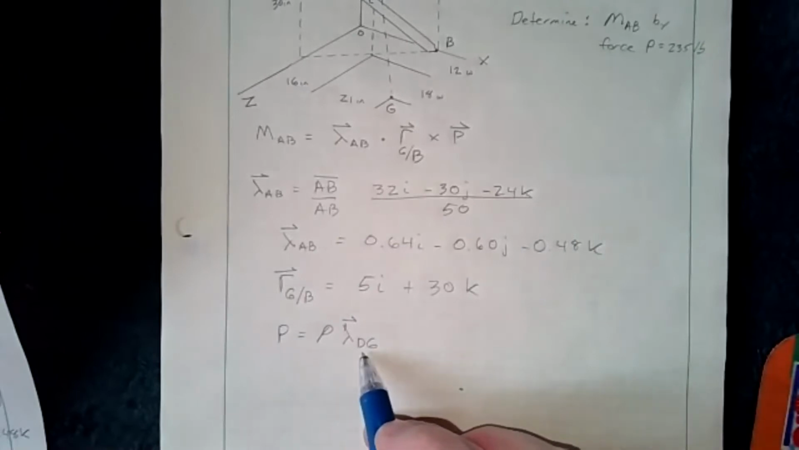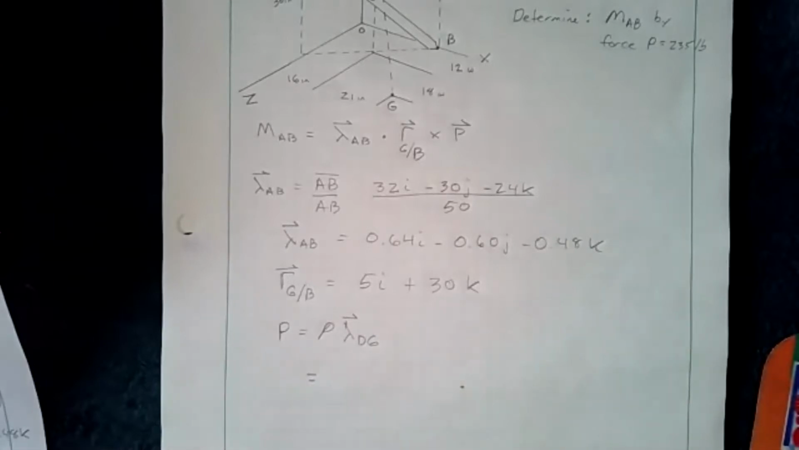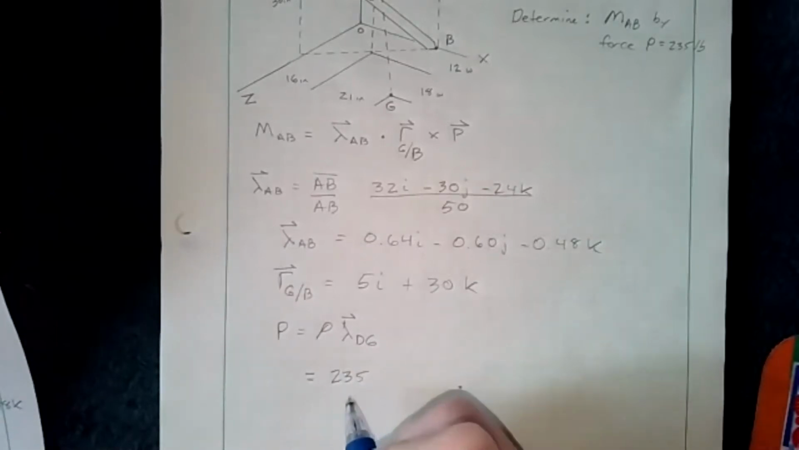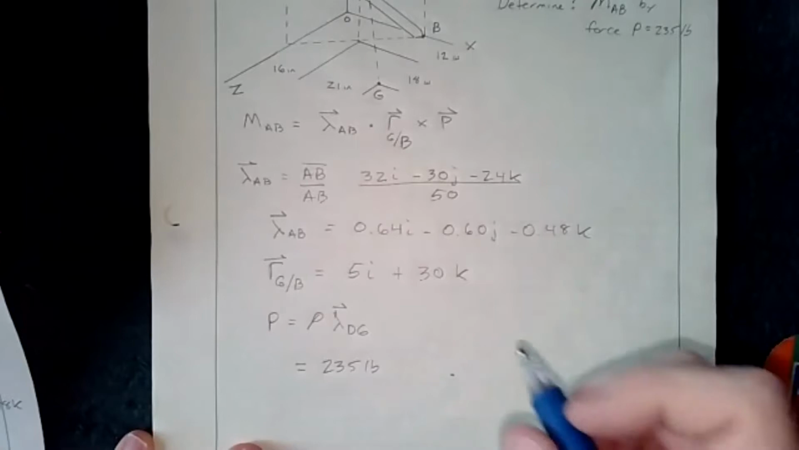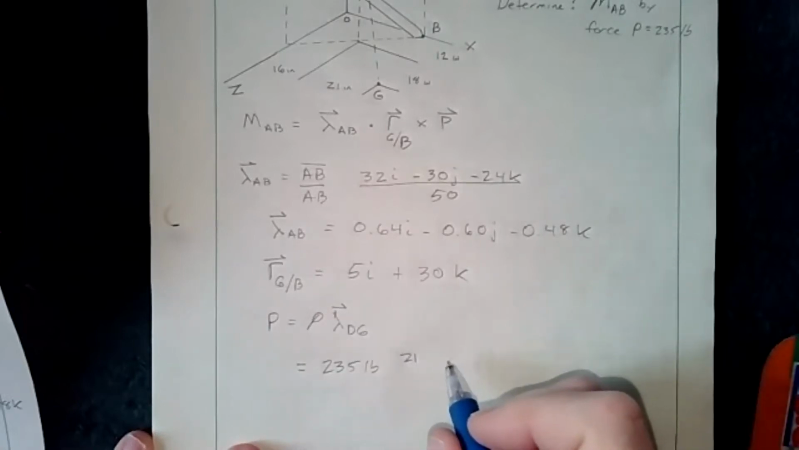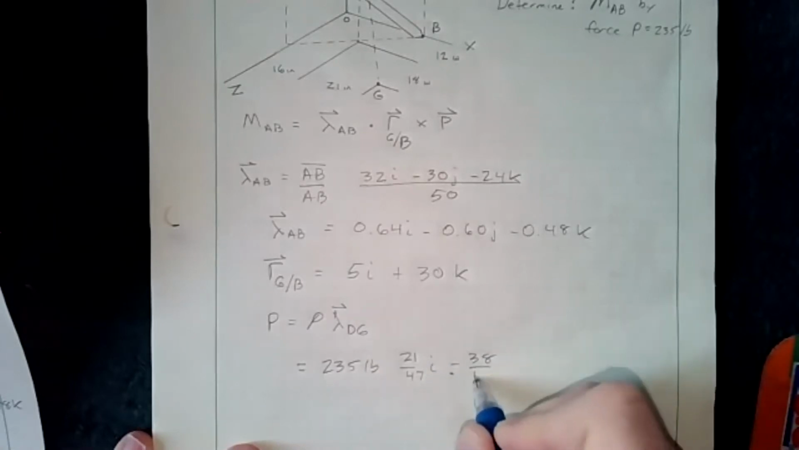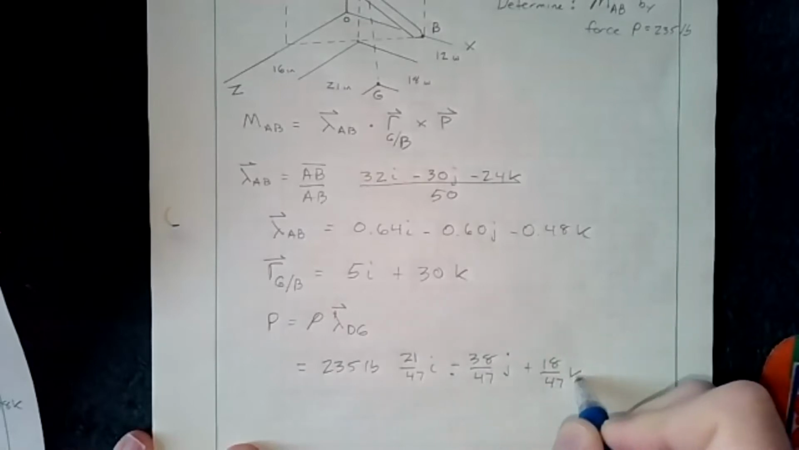I know you can find lambda DG. So this is going to be equal. And in subsequent problems, I'm going to start just writing the unit vector. I'm not going to actually go through how I got it, because you should, by this point, know how to get a unit vector and a direction vector. That's what chapter 2 was. So I'm going to write this out as 235, because that's our force. And then that's going to be multiplied by 21 over 47 I minus 38 over 47 J plus 18 over 47 K.